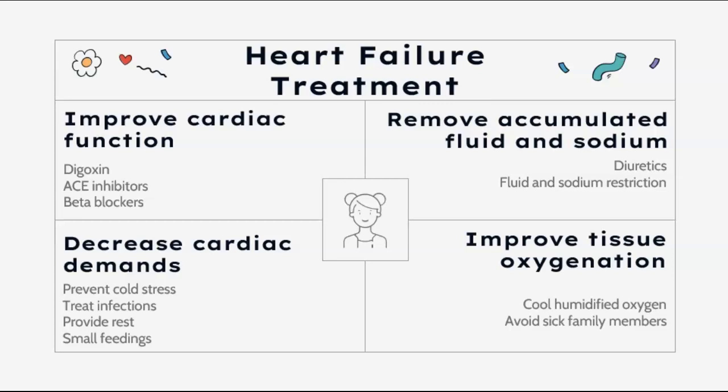Check the apical pulse prior to administration of digoxin, and teach the parents about digoxin and the signs and symptoms of toxicity, such as nausea, vomiting, anorexia, and bradycardia. ACE inhibitors are used to reduce afterload and make it easier for the heart to pump. Make sure to monitor blood pressure and renal function. And beta blockers are used to decrease heart rate and decrease blood pressure.